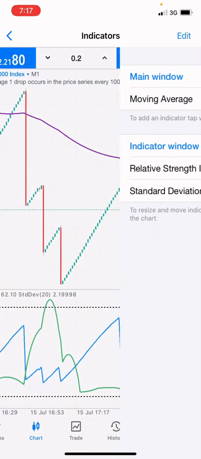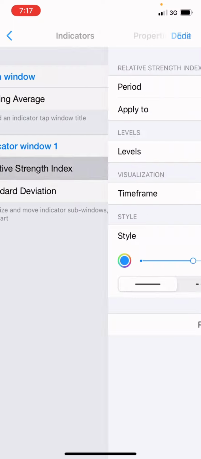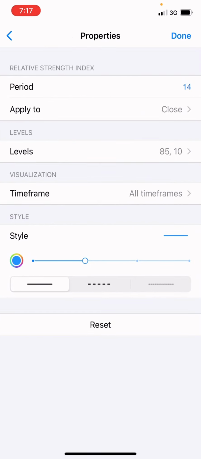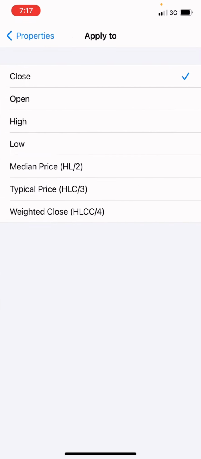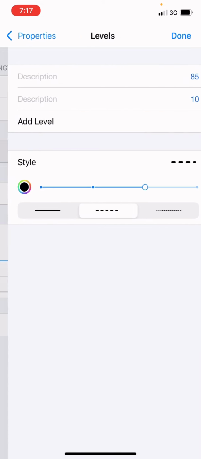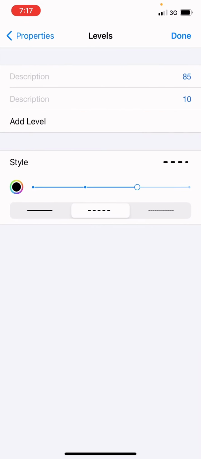Then indicator window one is going to be the relative strength index, period 14. You apply to close and you put the levels 85 and 10. Okay, 85 first, then 10 after the 85. Then the style is going to be 3 pixel. The pattern of the style is going to be this one with space, as you can see, the one in the middle right here, which I just chose. Then you click on done.